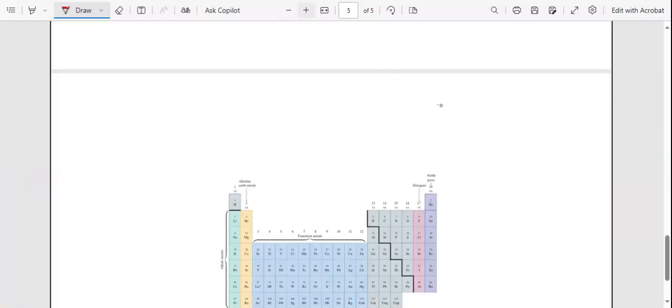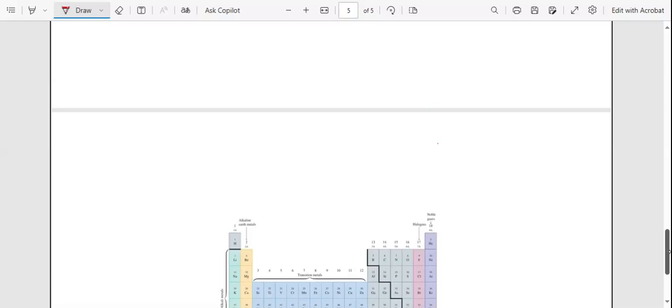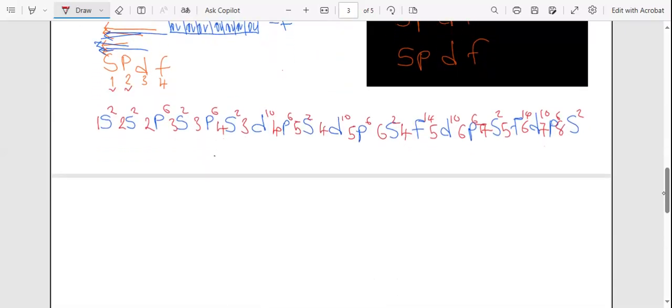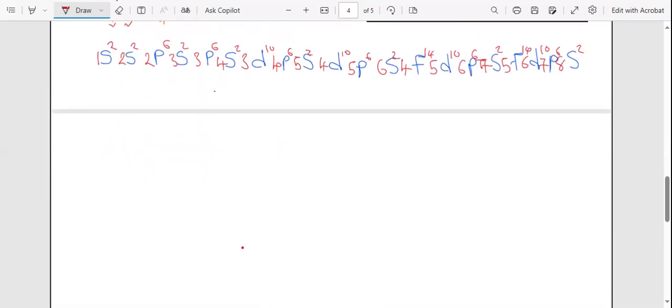The proton number for hydrogen is 1. So what I'm going to do is I'll just get s and put 1 electron. So this is just 1s. So this is the electron configuration for hydrogen.